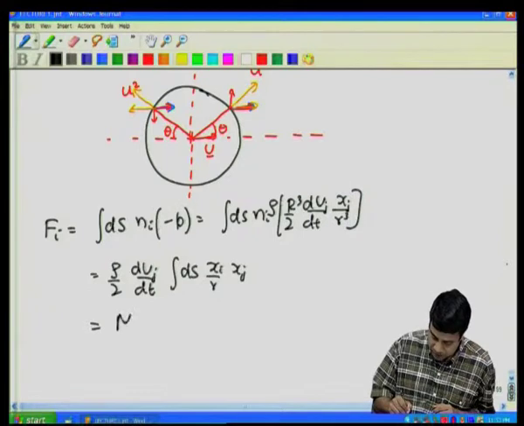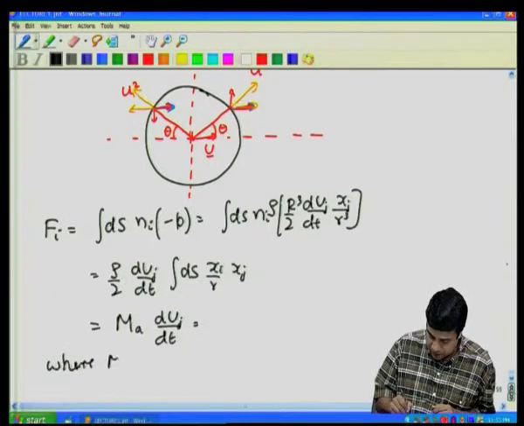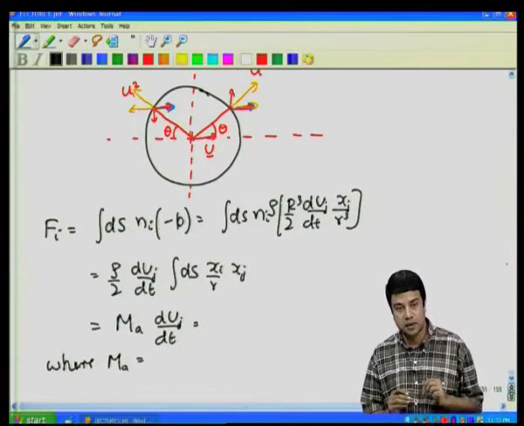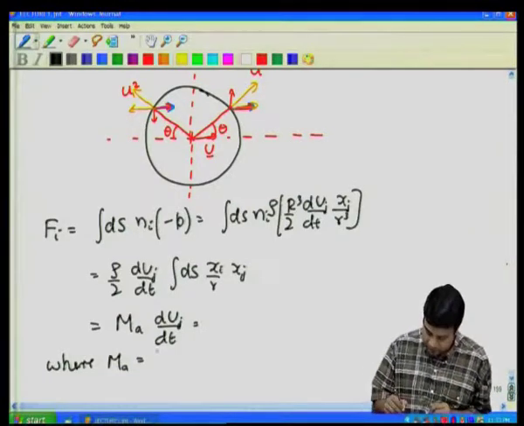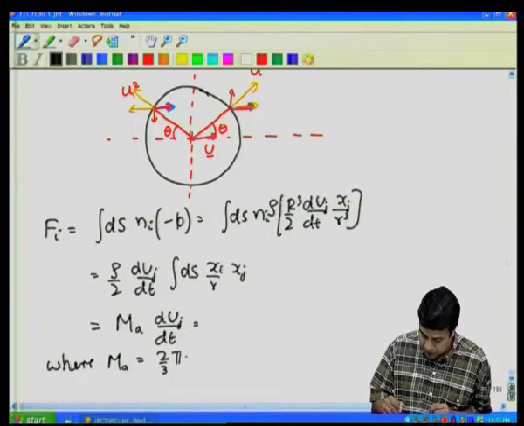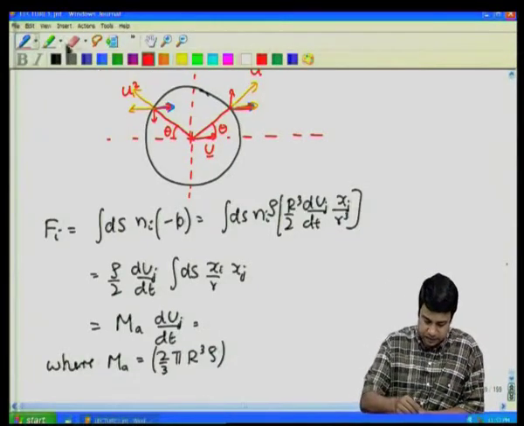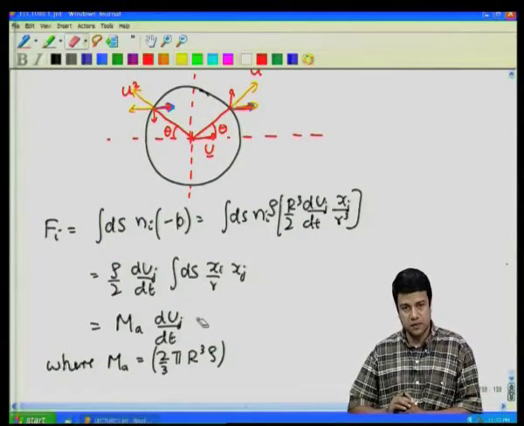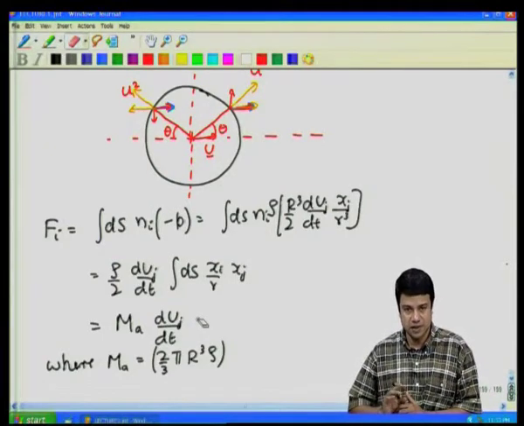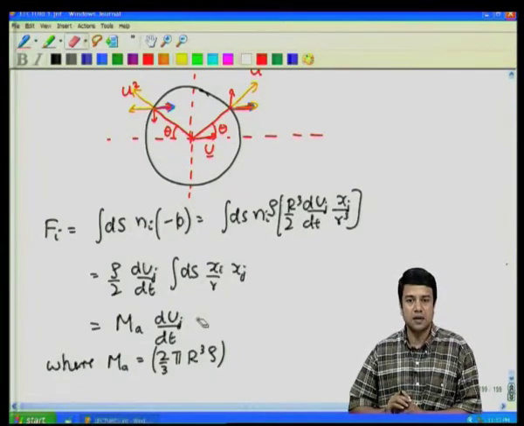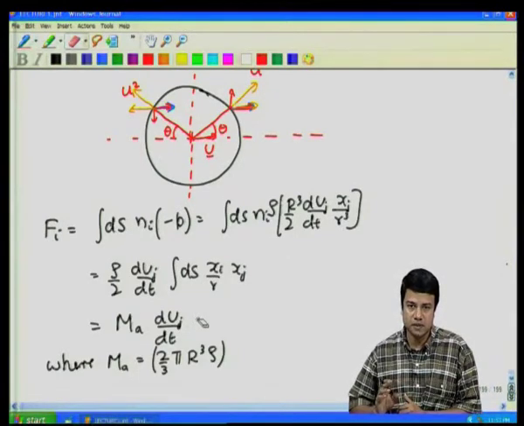And if I put that in, it is quite easy to see that this is just equal to the added mass times duj by dt, where the added mass is exactly what we had got from our calculation of the kinetic energy, 2 by 3 pi r cubed rho, which is half the mass of the fluid that is displaced by the sphere. So, therefore, the force for an accelerating sphere is equal to the added mass times the acceleration. The kinetic energy is the half added mass times velocity square. So, it is all consistent with each other.